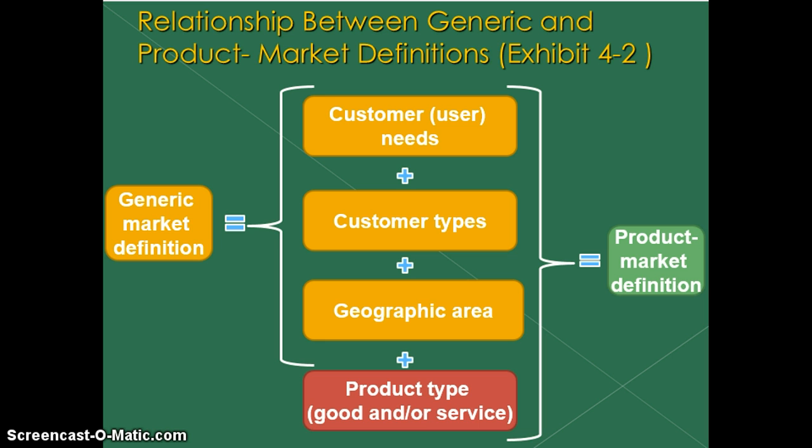Now you take those 3 areas and you throw in the product type. It could be a good, could be a service, could be a good and a service, and you get those 4 categories make up the product market definition. So the product type is just simply the type of good, service, or both that is offered to meet the customer's needs and wants. All right, in defining the generic market, there is no product type. That's the key thing there. There is no product type. It's just the other 3 with a generic market. And the product type turns a generic market then into the product market definition.